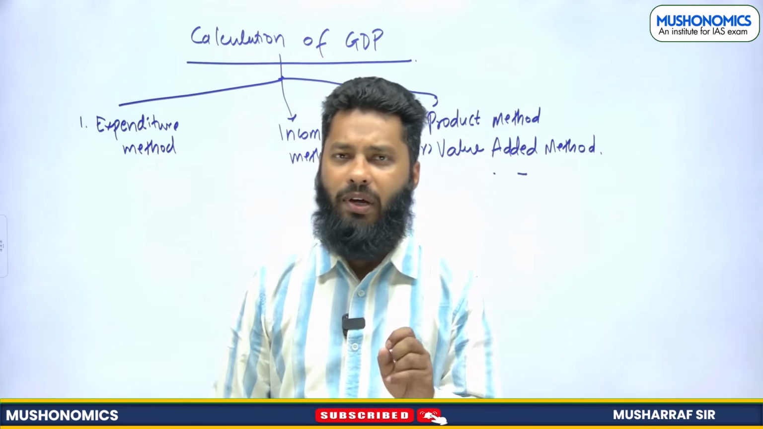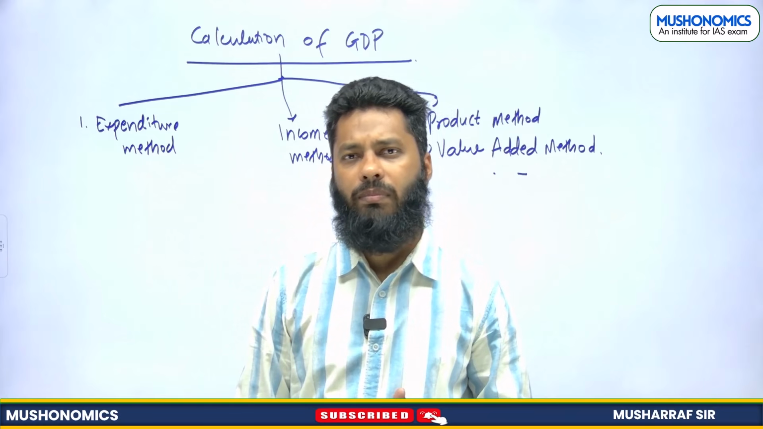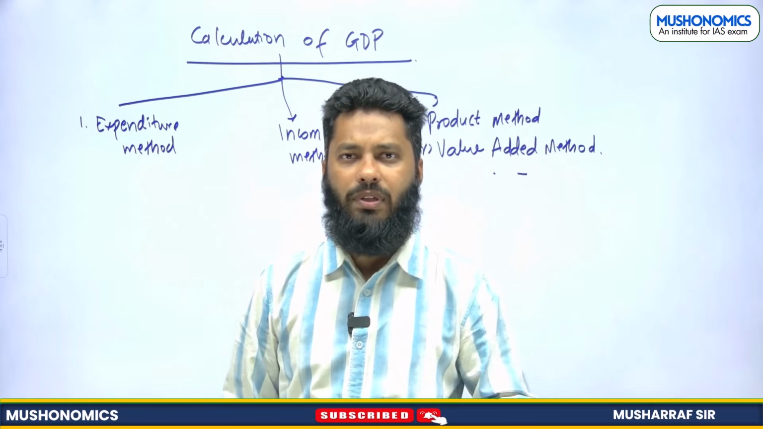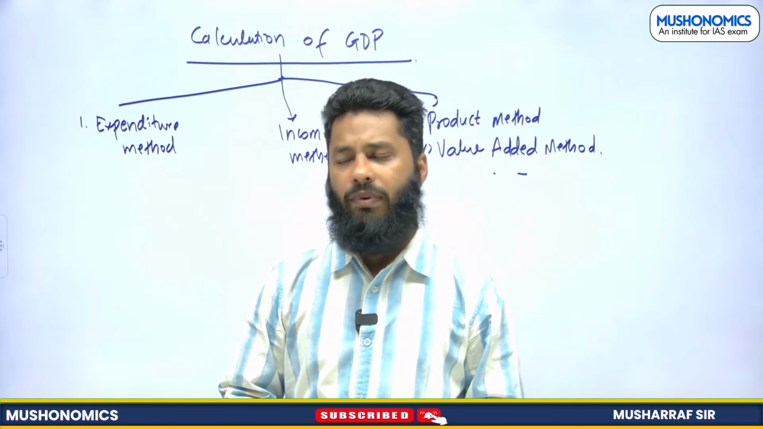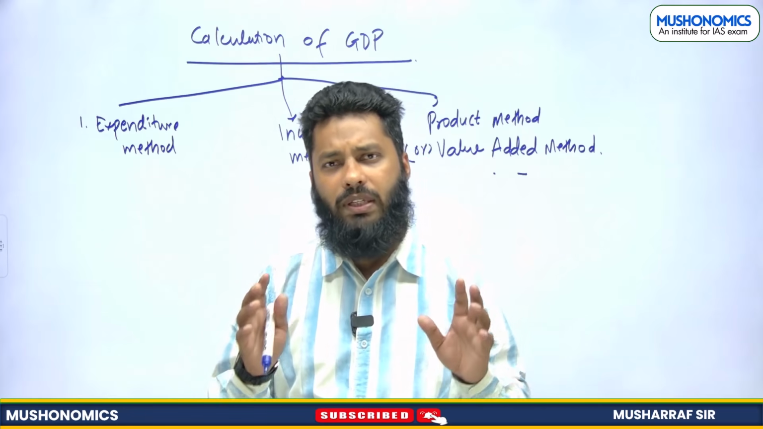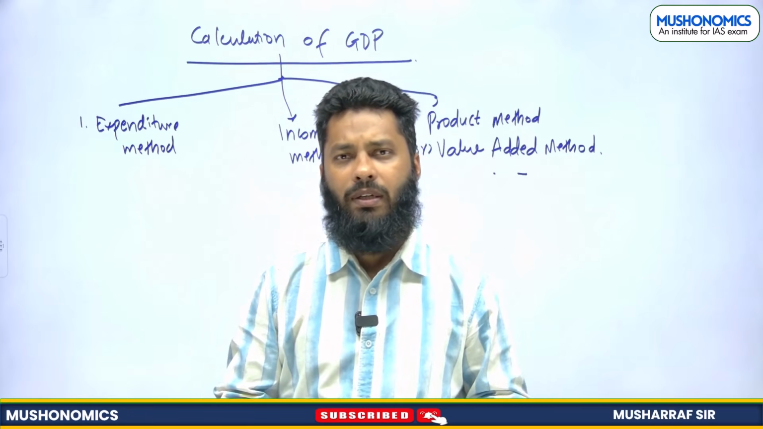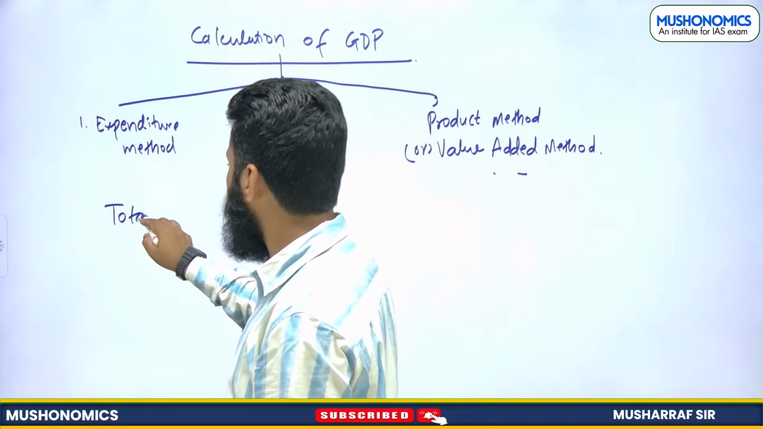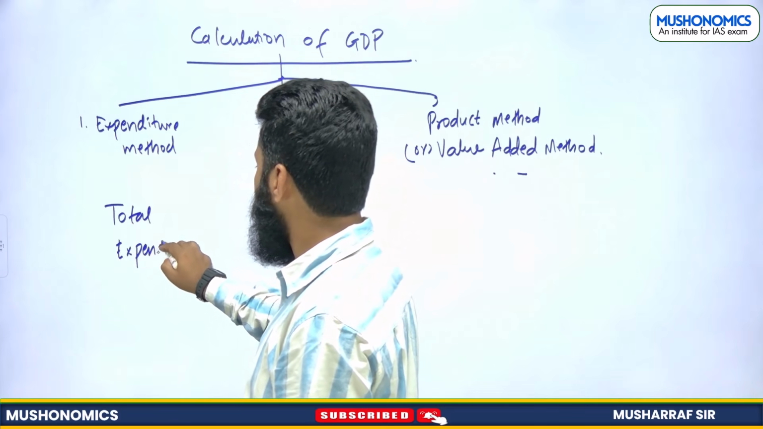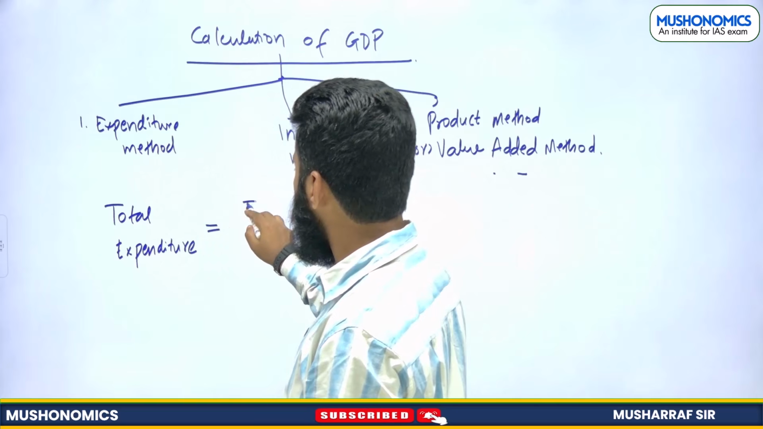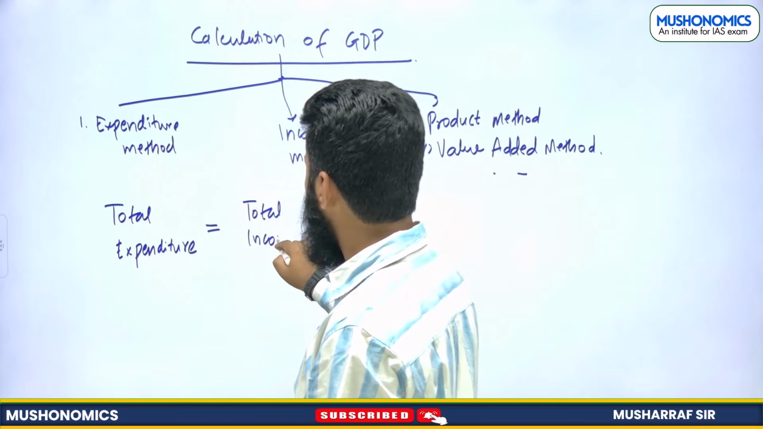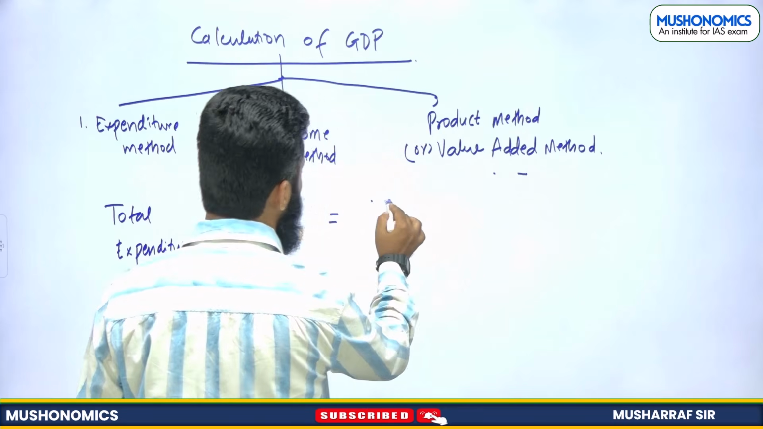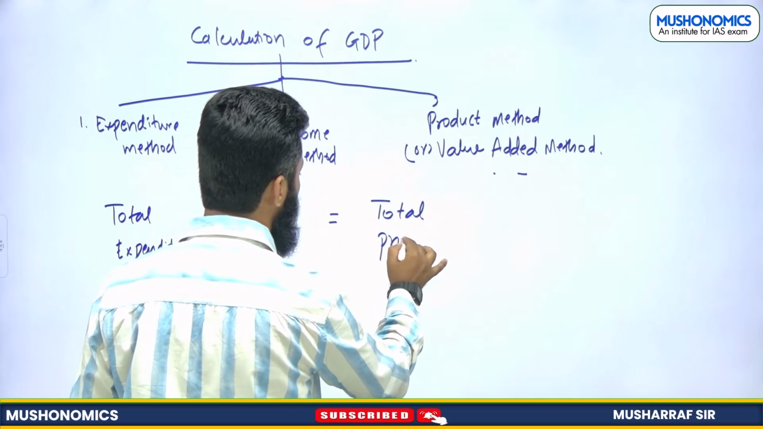But before that, we have to understand one concept. From the concept of circular flow of income, if you can recall what kind of flow we have seen, there we observed that whatever is the expenditure of one sector will be the income of the other sector. So total expenditure in an economy we can equate to total income, and whatever income and expenditure is happening in an economy, we can equate to total production.